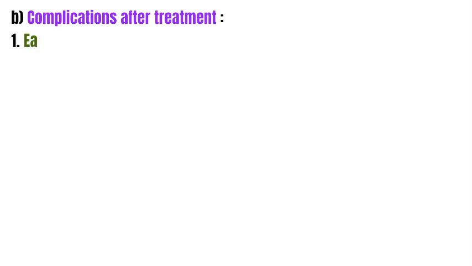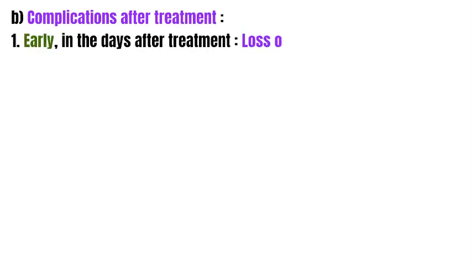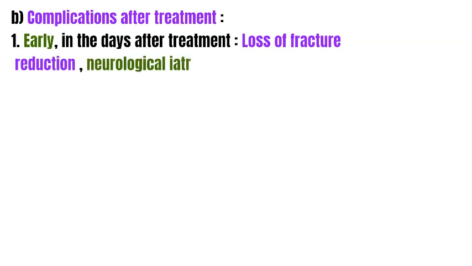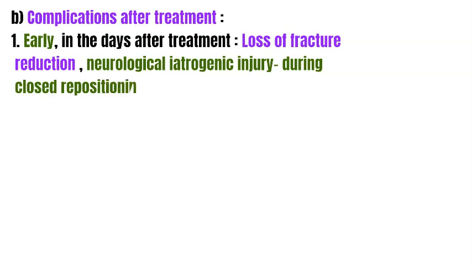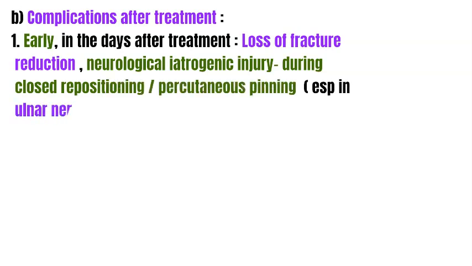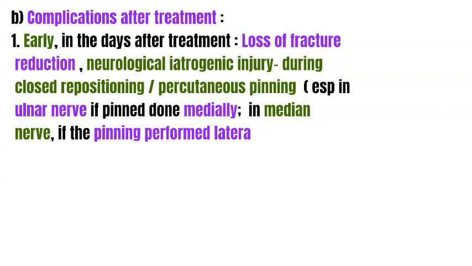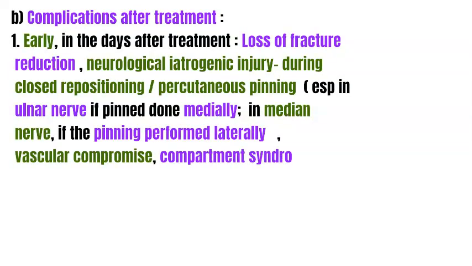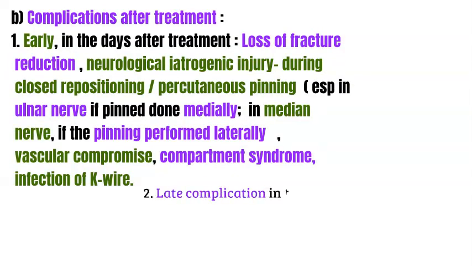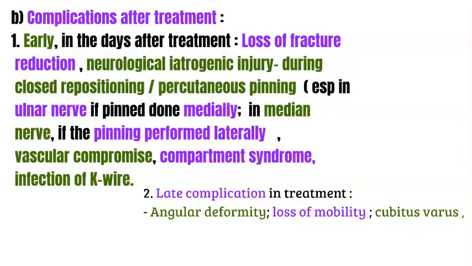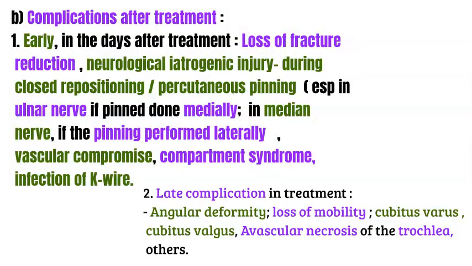Complications after treatment. 1, early in the days after treatment: loss of fracture reduction, neurological iatrogenic injury during closed repositioning or percutaneous pinning, especially the ulnar nerve if the pin is done medially, the median nerve if the pinning is performed laterally. Vascular compromise, compartment syndrome, infection at the K-wire region. 2, late complications include angular deformity, loss of mobility, cubitus varus, cubitus valgus, avascular necrosis of the trochlea, and others.